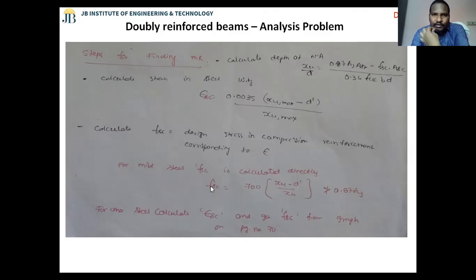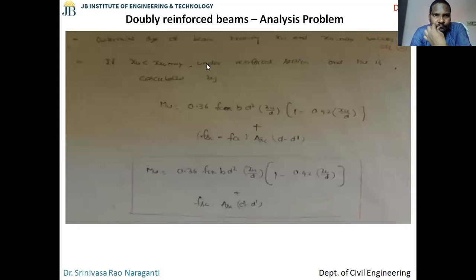Once you know the stress levels in the steel, then we use this equation. Then we compare with the xu max value. The xu max by d value we have, based on the grade of steel, on page number 70. From that you find out the xu max by d value. Then you will find out xu max.